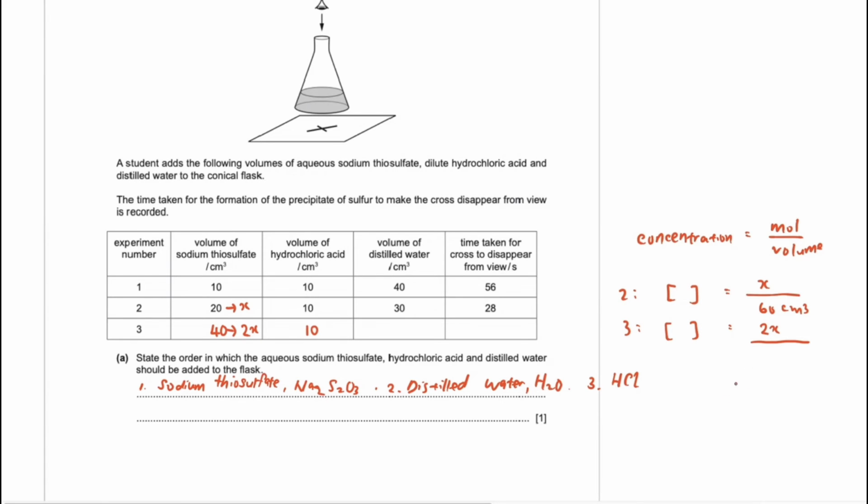If your thing is 2x over 60, then it's double. 2x over 60. You know, that is double. Mathematically, you can see that. So for that case, if you want 2x over 60, this you use 40 to make it 2x. Now volume has to control at 60, 40 plus 10 plus 10, we will end up with 60. So that's the thing. So because of that, the time taken for the cross to disappear will be half of the time. Because the concentration is double, right? The rate is double. So the time is half.